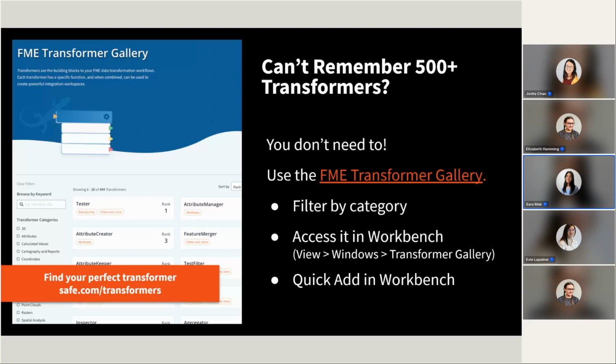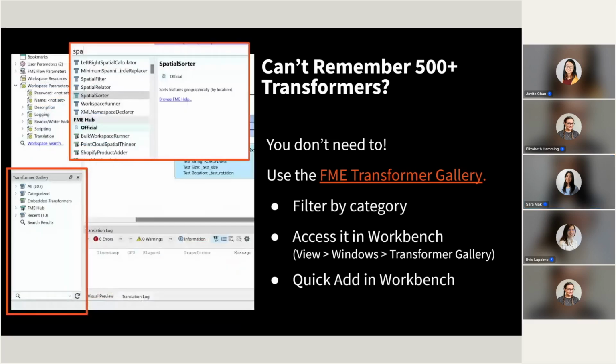So this is where we have a transformer gallery. It's really helpful to help you find the transformer you need, and that is available on safe.com/transformers. And it's also built into the FME Form canvas. As you can see on the far left side there, you can also use the quick add feature by clicking on an empty spot in your canvas and typing. You've probably seen us do that a few times now.